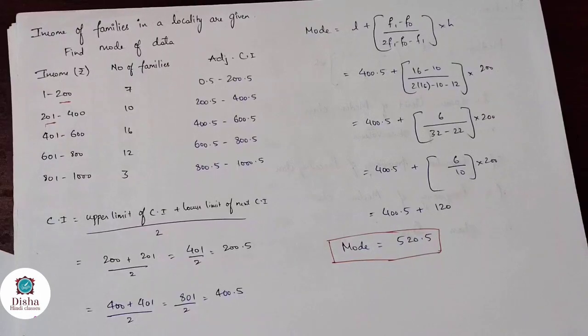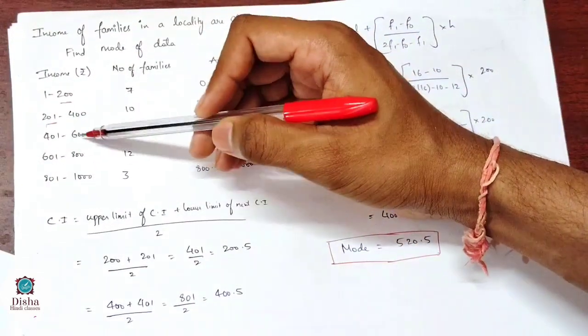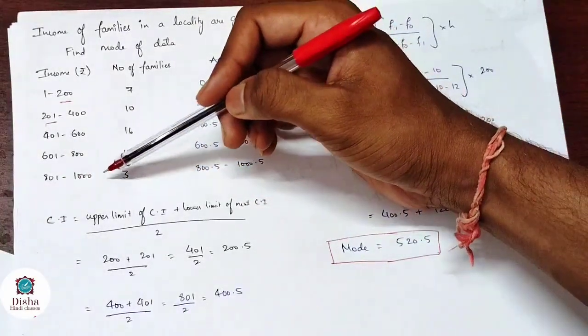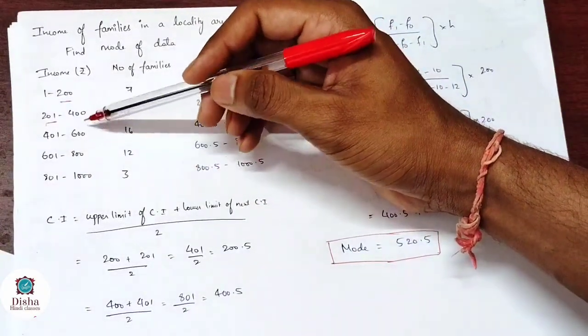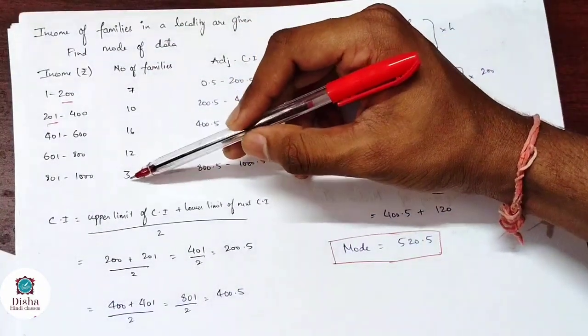So next problem, to find the mode of the income of the families in a locality. We have been given the observations as 1 to 200, 201 to 400, 401 to 600, 601 to 800, and 801 to 1000. So these are the inclusive observations. And the frequencies are given as 7, 10, 16, 20 and 3.